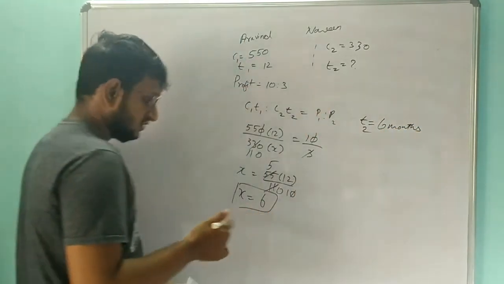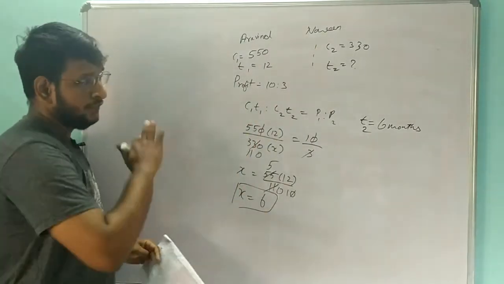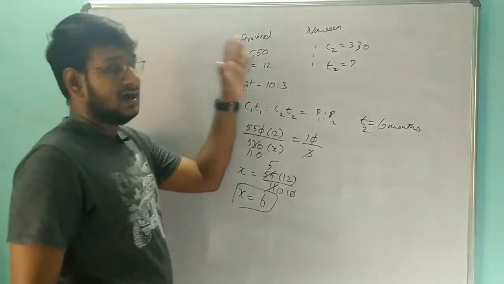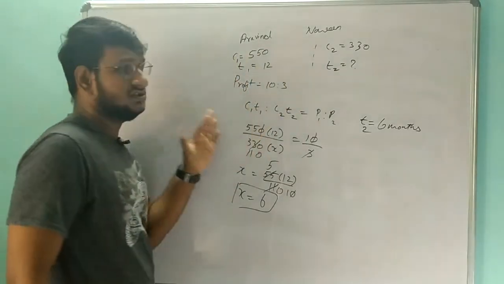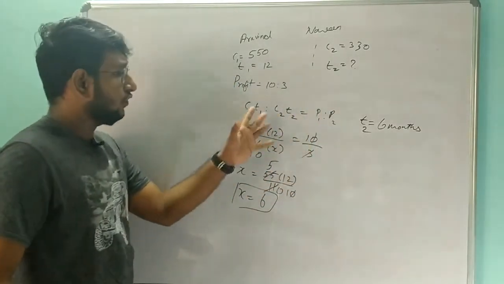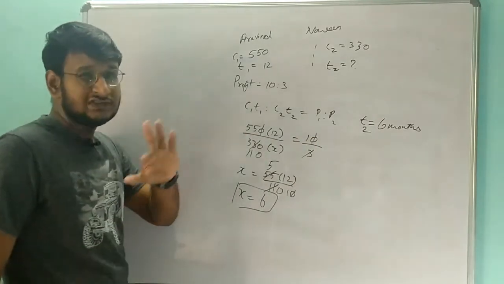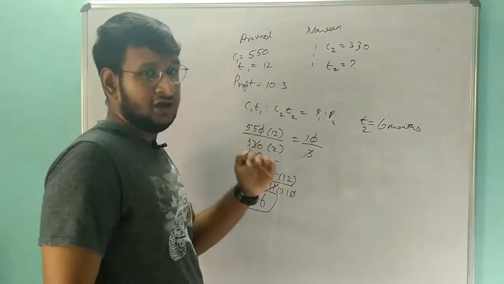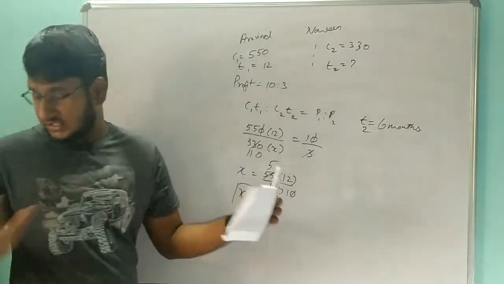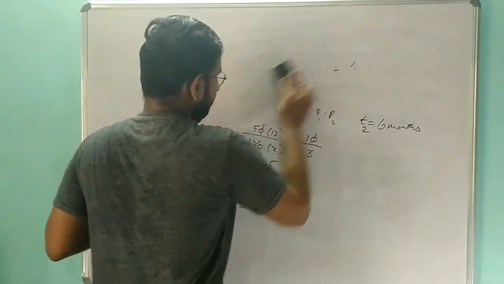Again we are using the same formula, that is C1 into T1 is to C2 into T2. Just the question format and the calculation are changing, but we are using only the same formula. If you know this standard formula, we can solve any type of question related to partnership. So come on, let's move on to a few other problems as well.